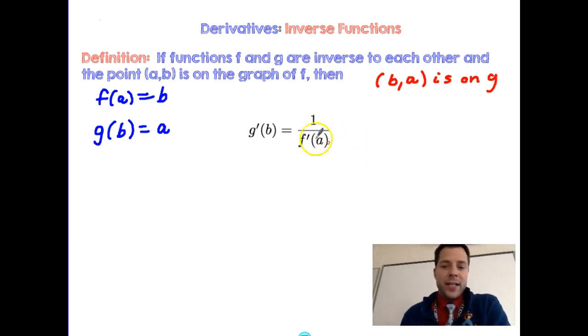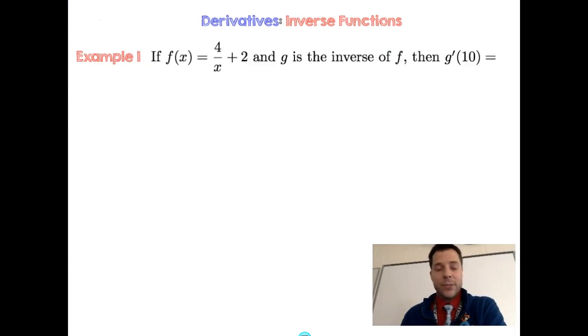So to find g prime of b, we can just take 1 divided by f prime of a. Or vice versa, it doesn't matter. We could be looking at f prime of a here. That's going to be 1 over g prime of b. But let's look at some examples because that helps a lot with this definition, because I don't like it particularly, but it's what we have.